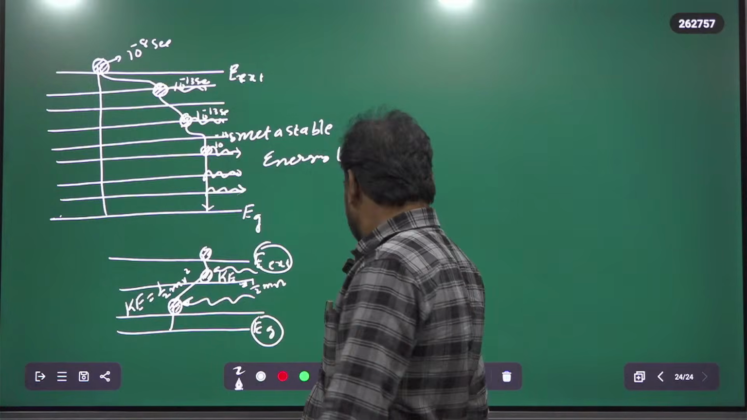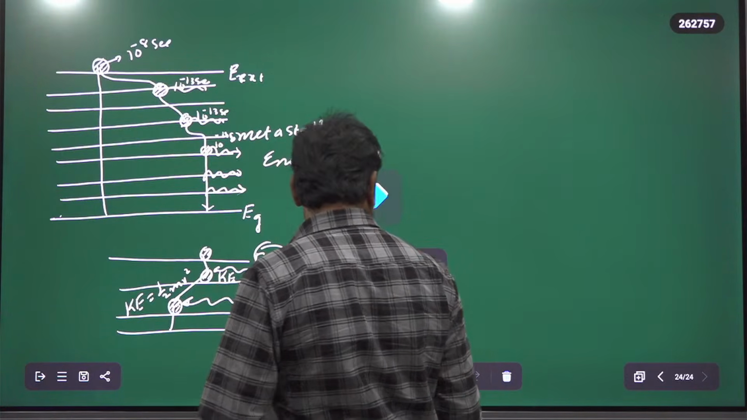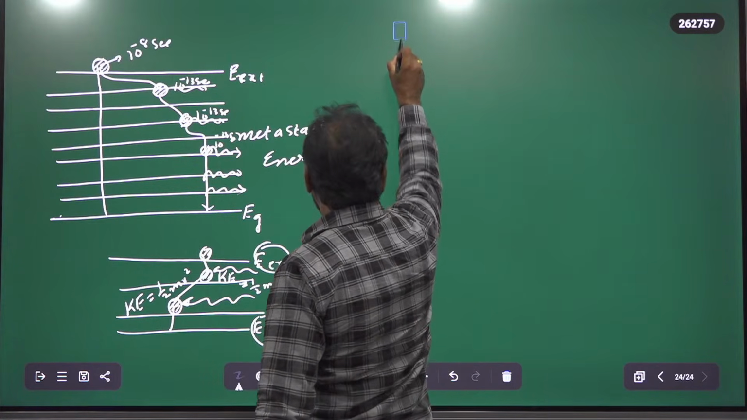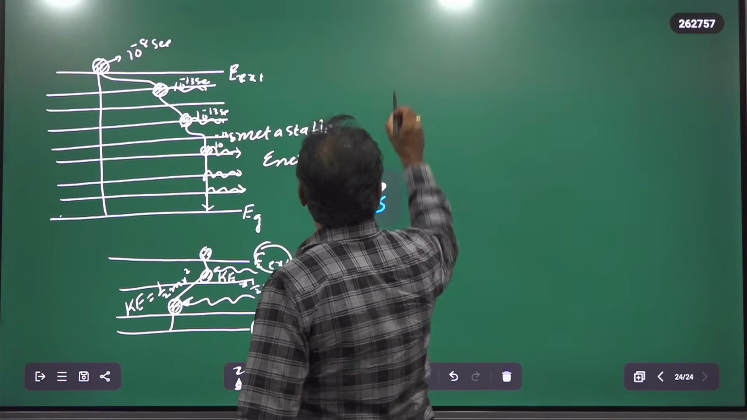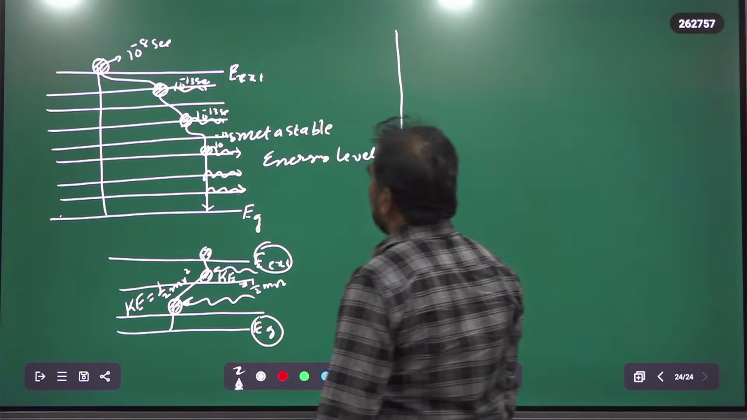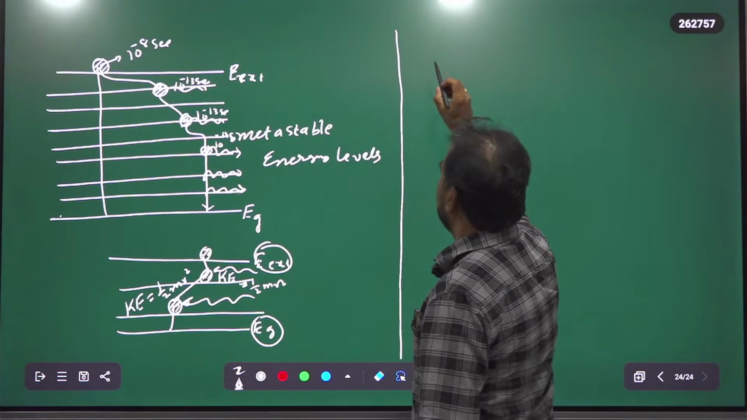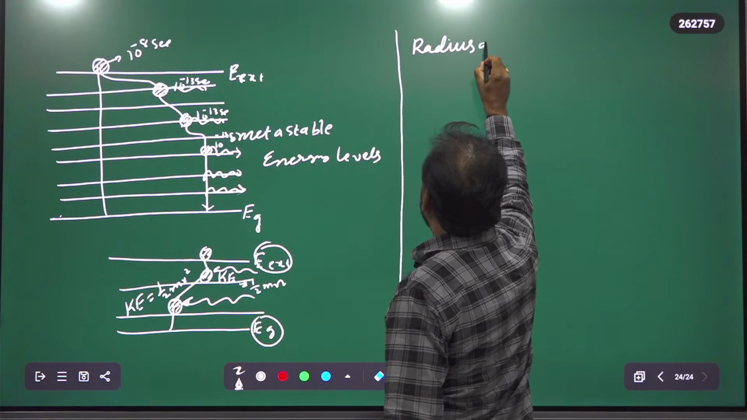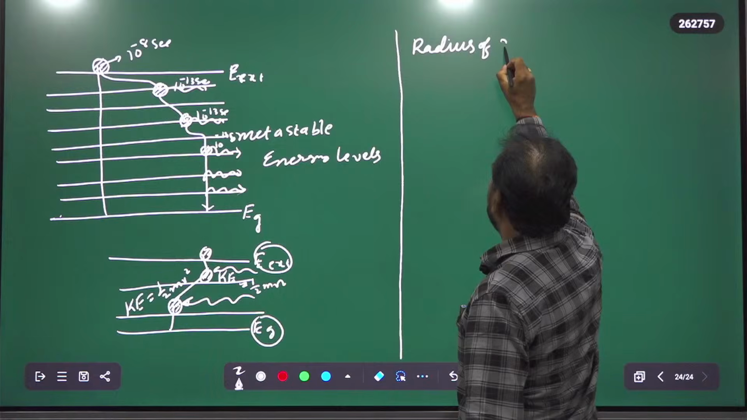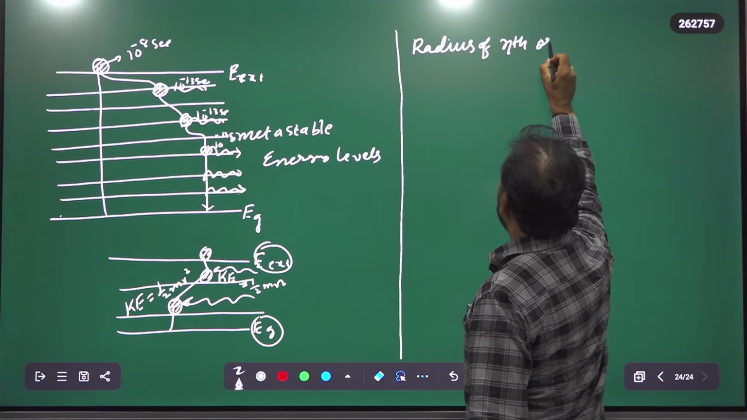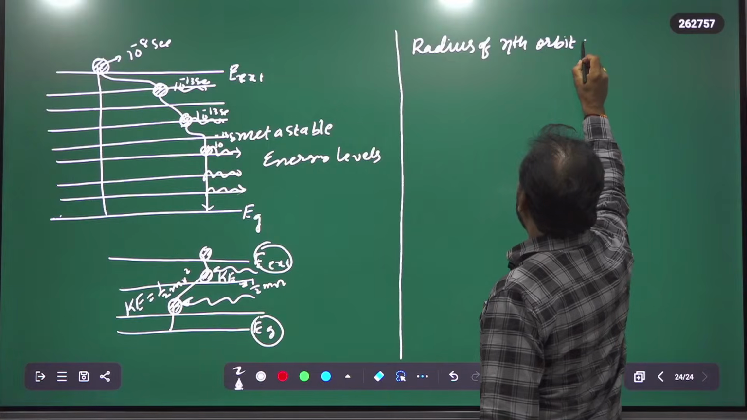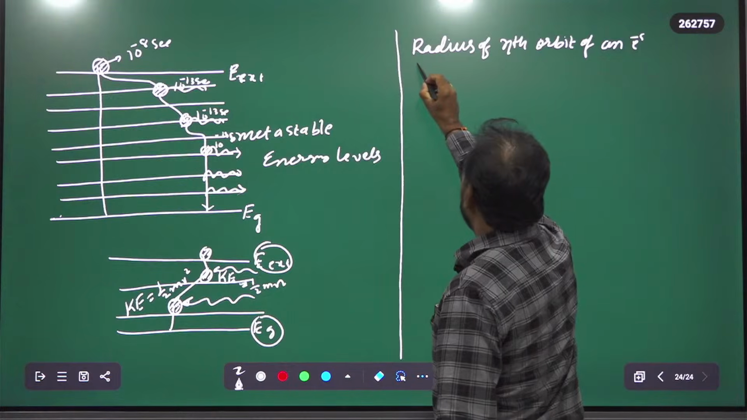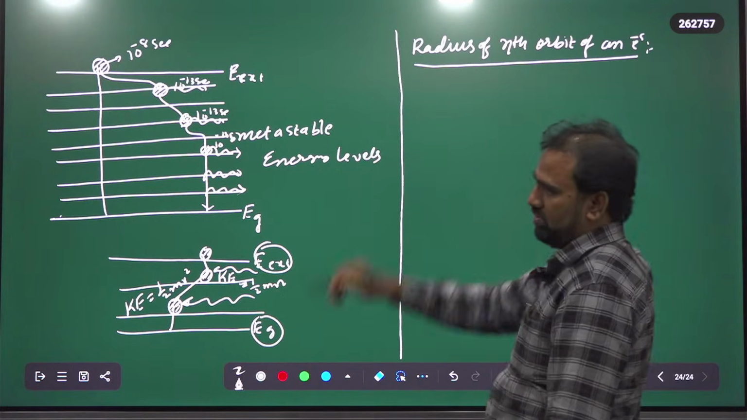Okay, next see here. Radius of the nth orbit of an electron in the Bohr model.